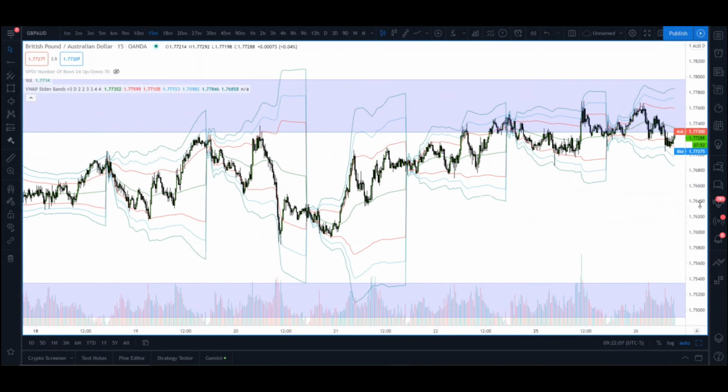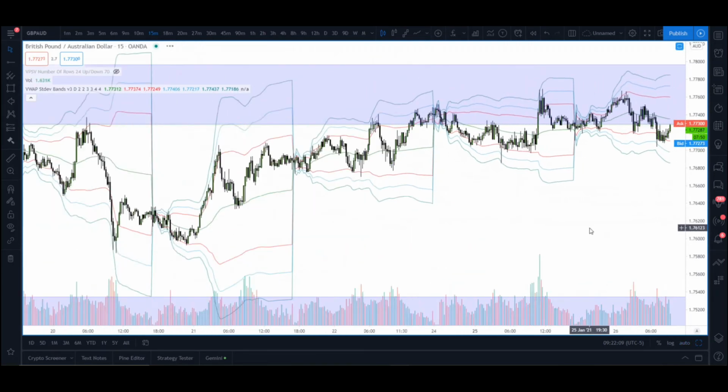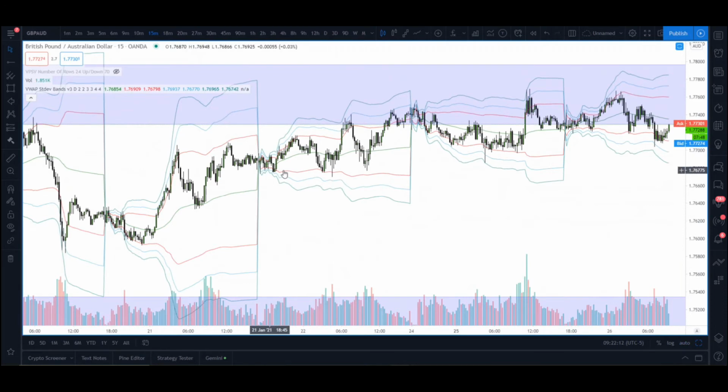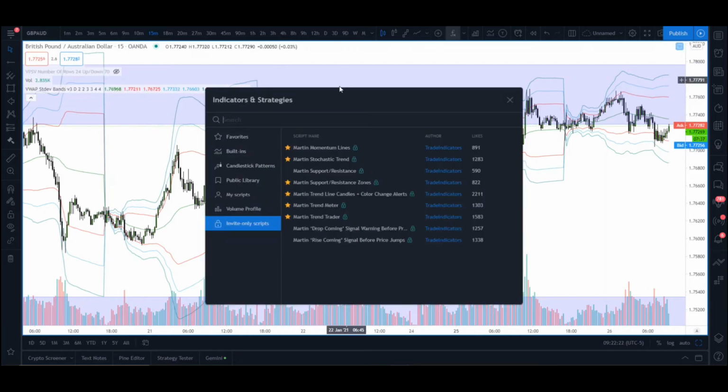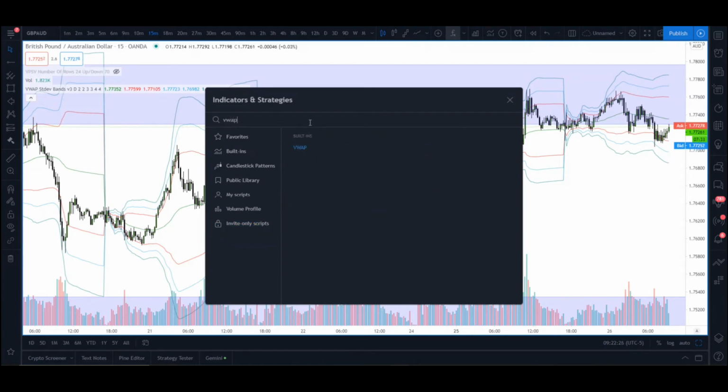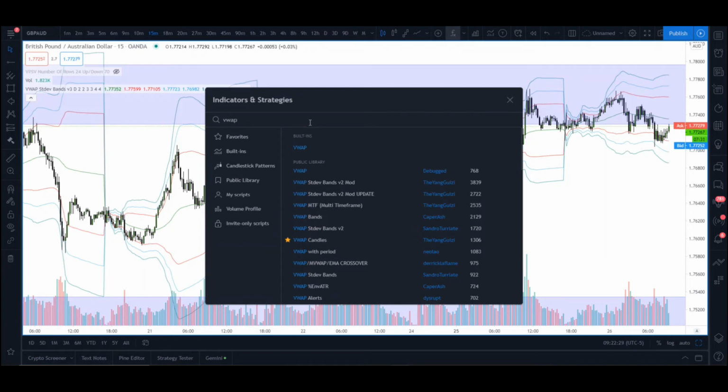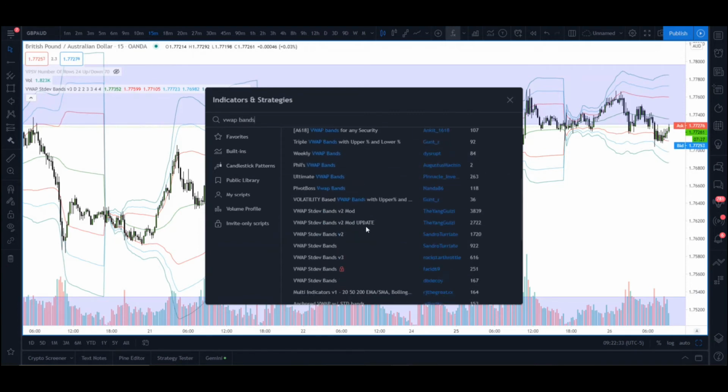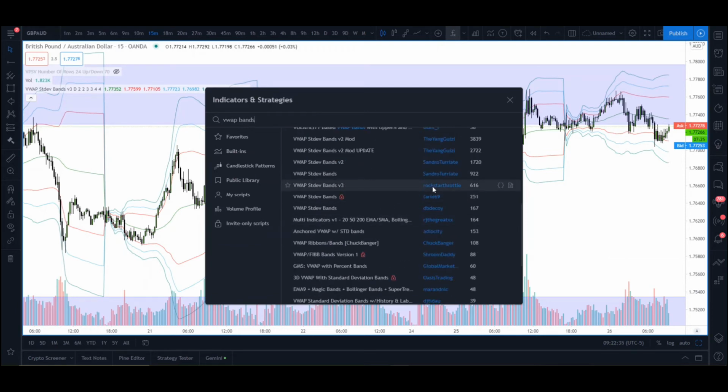And in here, on the 15-minute chart, we have something. This on a daily. Now the VWAP standard deviation bands V3. That's the indicator. So you go here and go VWAP bands. You got VWAP bands, and it's this one right here by Rockstar Throttle, right?